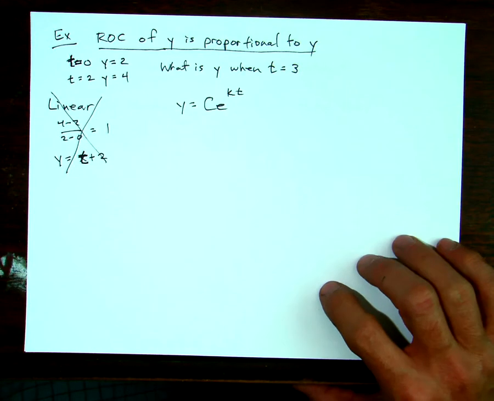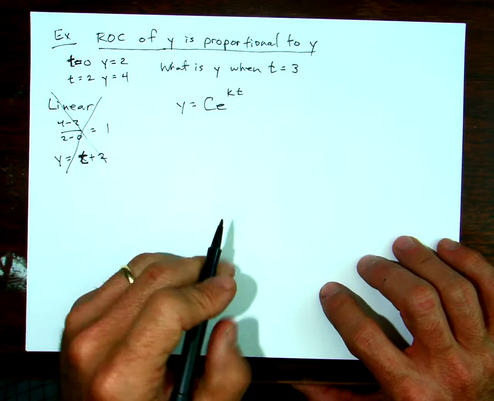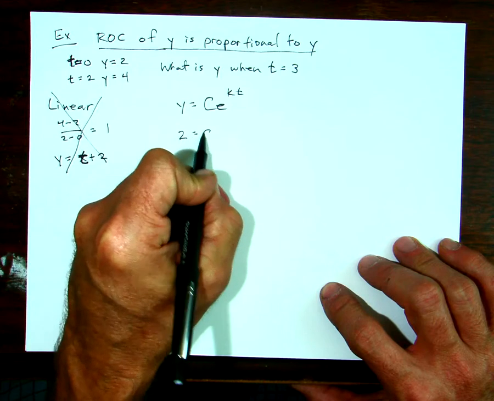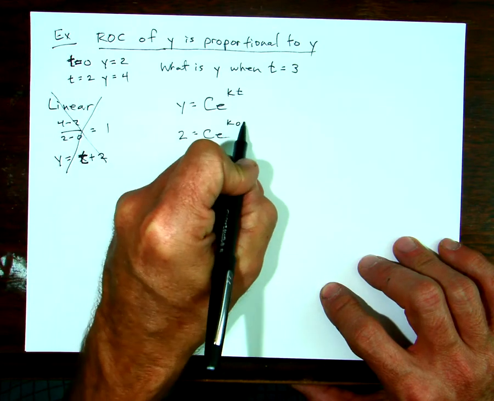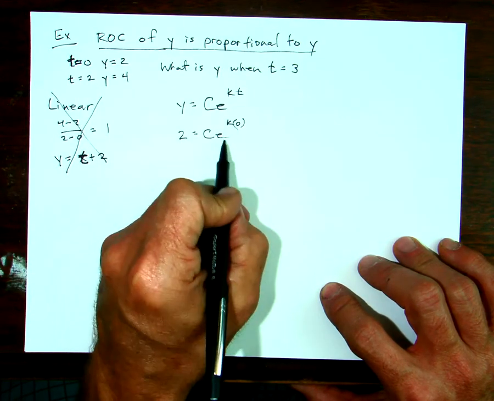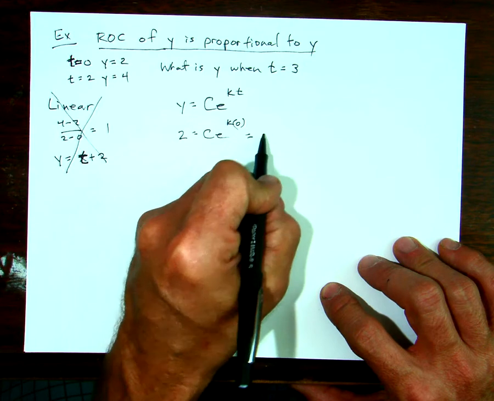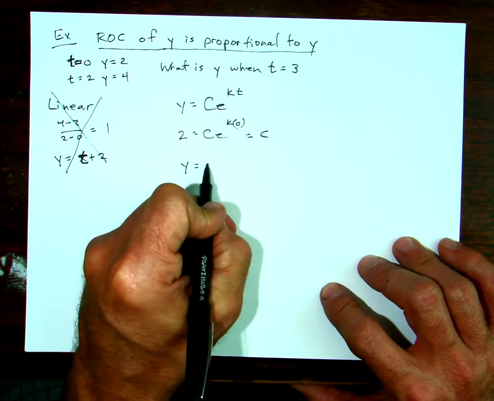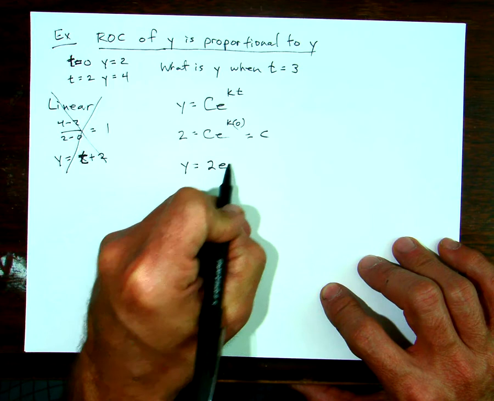So let's start with this first one. When t equals 0, y equals 2. So I'll put in 2 for y equals c e to the k times 0, right? Well, k times 0 is 0, e to the 0 is 1, so that's just c. So that tells us that c equals 2. So let's update our model now. We know c equals 2, e to the kt.